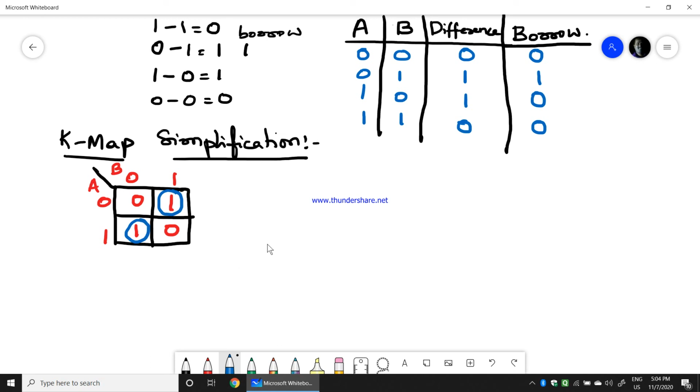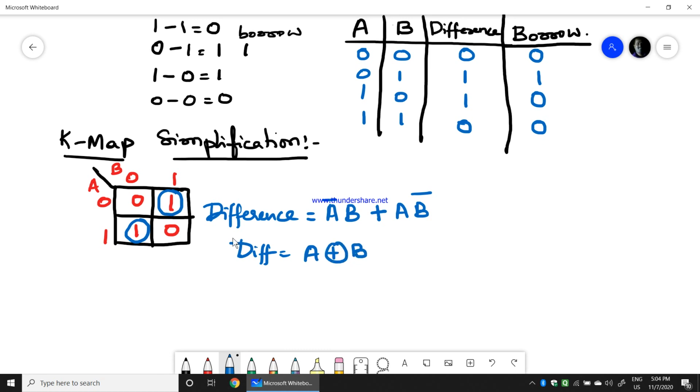So when I group it individually, difference would be equal to this one will give me A bar into B plus this one will give me A into B bar. Therefore, finally, difference will be equal to A bar B plus A B bar, which is nothing but A XOR B. So this is the expression for difference.